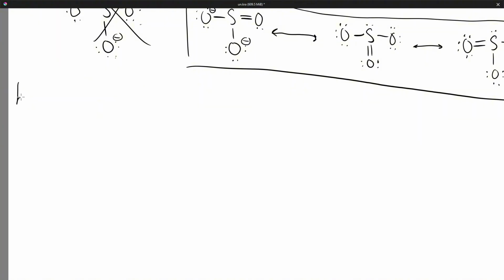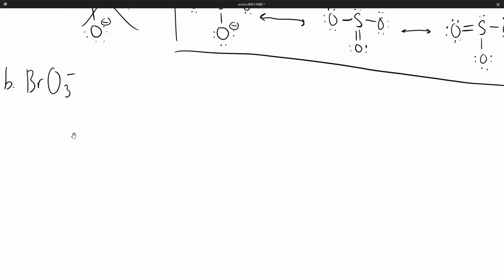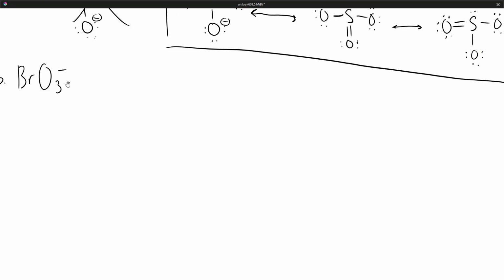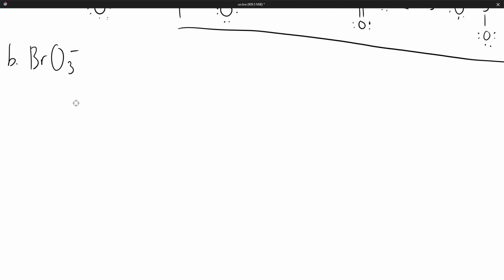Okay. So for B, we're working with bromine trioxide, BrO3 minus. I feel like that has a name, but I don't want to think about it too much. So, we start off by drawing the Lewis dot structure again. So bromine with three oxygens attached to it. We fill in each outer atom with eight electrons. And boom, we used all 26 electrons.